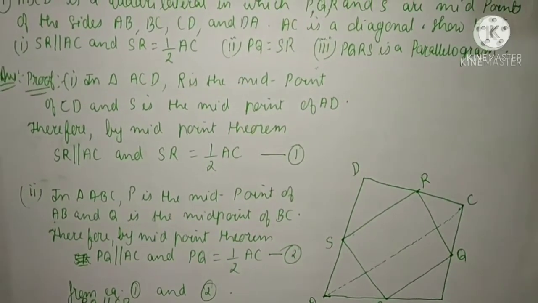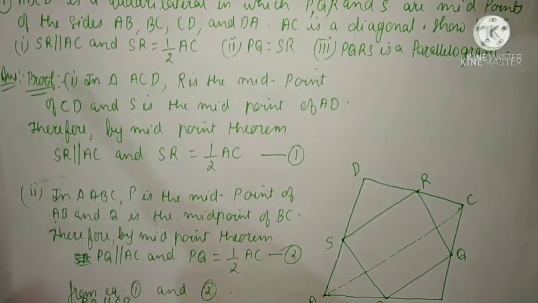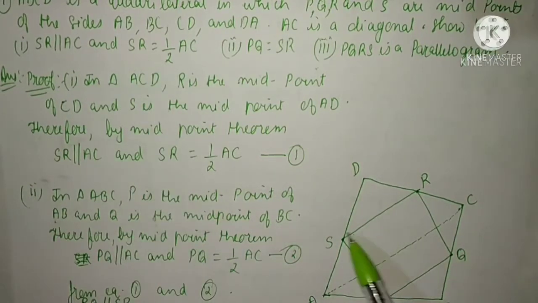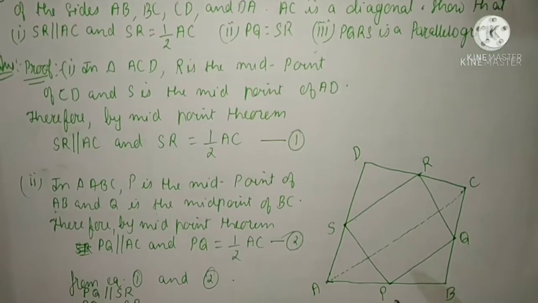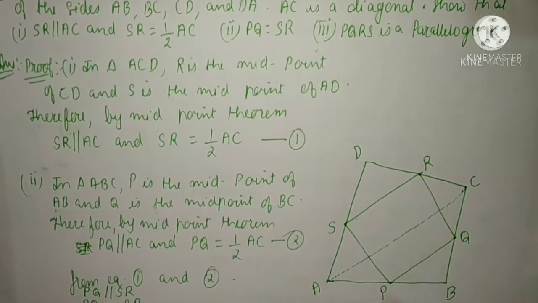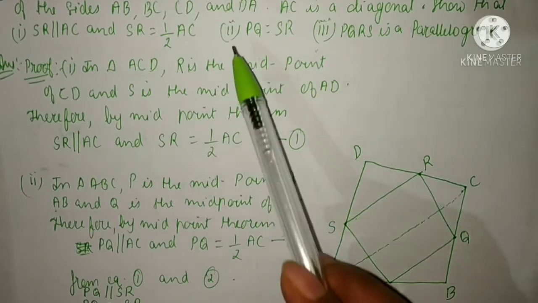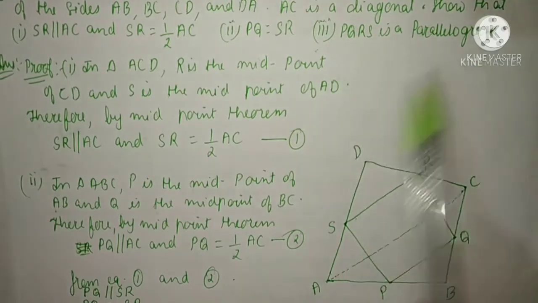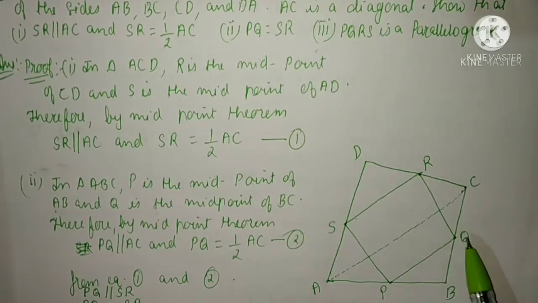Now we have to show that SR is parallel to AC and SR is half of AC. This SR is parallel to this AC and is half of AC. Okay. Now second thing which we have to prove is PQ is equals to SR. This PQ is equals to SR, and third thing, PQRS is a parallelogram. This PQRS is a parallelogram.